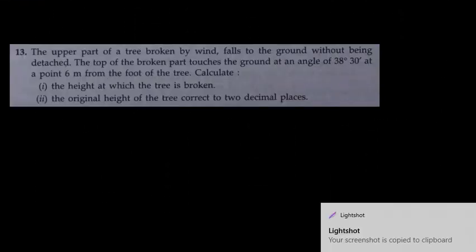Question number 13. Now here the problem is: the upper part of a tree broken by wind falls to the ground without being detached. The top of the broken part touches the ground at an angle of 38 degree 30 minute at a point 6 meter from the foot of the tree. Calculate the height at which the tree is broken and the original height of the tree, correct to 2 decimal places.